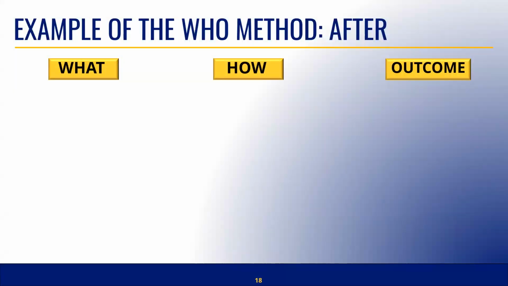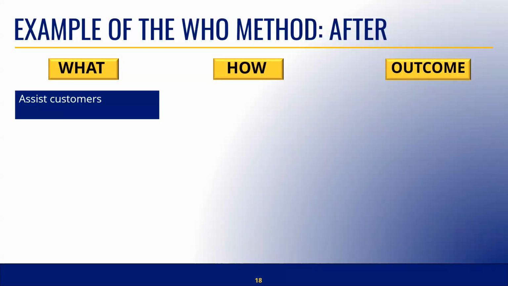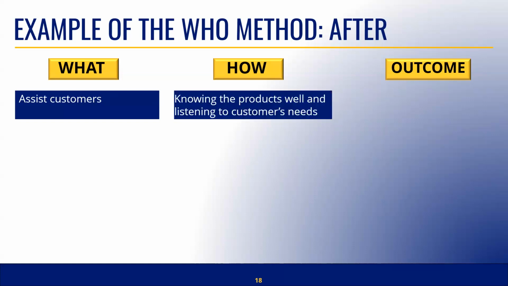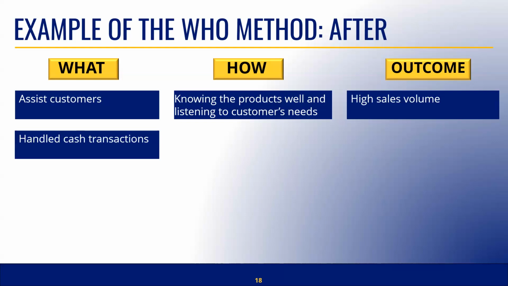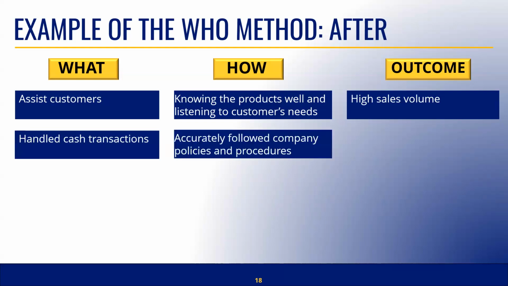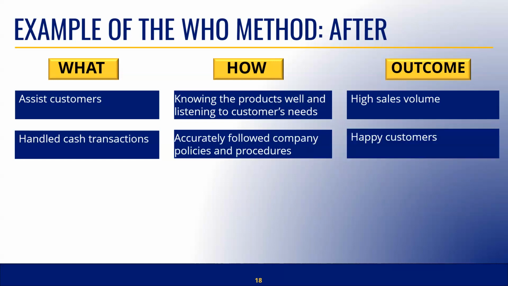When John was working at the Gap, what did John do? Assist customers. How? Knowing the products well and listening to customers' needs. What was the outcome? High sales volume. John also handled cash transactions. How? Accurately followed company policies and procedures. And what was the outcome? Happy customers. Again, when you incorporate the WHO method, it will give you that one statement, and it can sound something like this.